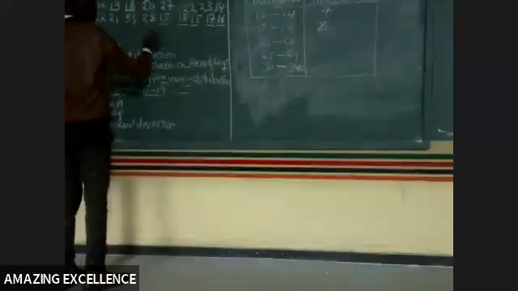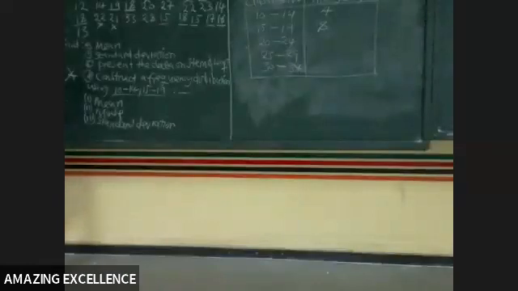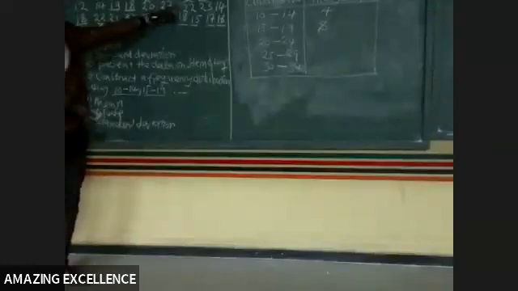Okay, let's go together. We have 20, 20, 21, 21, 21, 22, 22, 22, 22, and 23, 23. So we have 1, 2, 3, 4, 5, right?